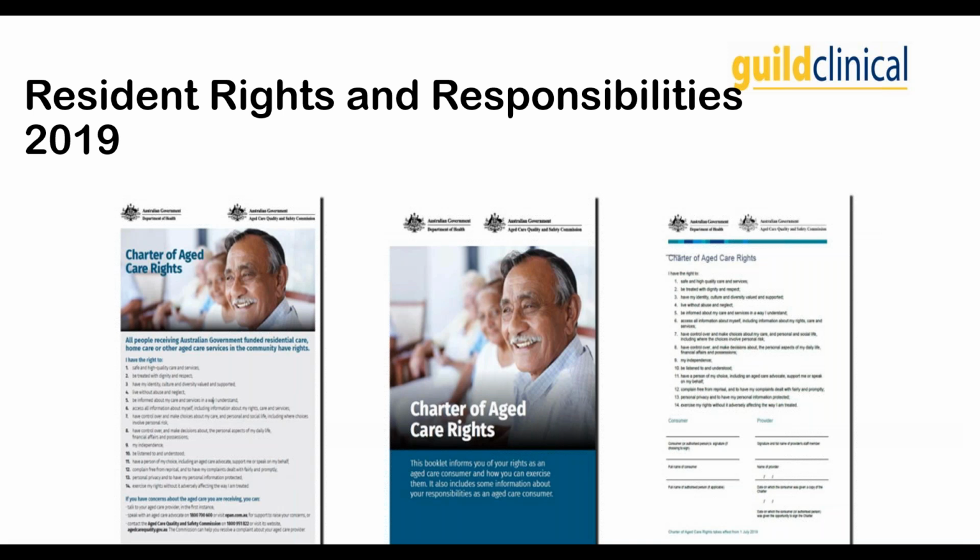I have my independence. I should be listened to and understood. I should have an advocate support me or speak for me on my behalf. I should be able to complain free from reprisal and have my complaint handled fairly and promptly. I should have personal privacy and have my personal information protected. I should exercise my rights without it adversely affecting the way I am treated.